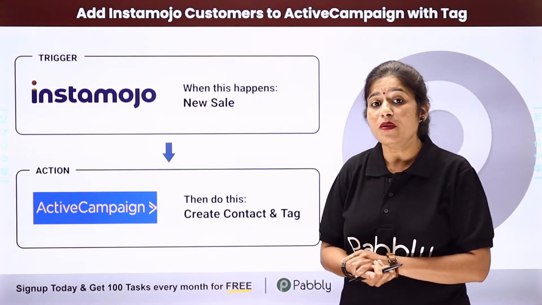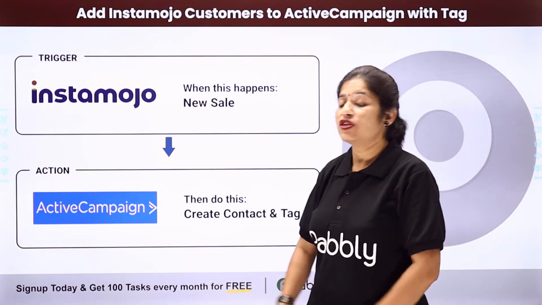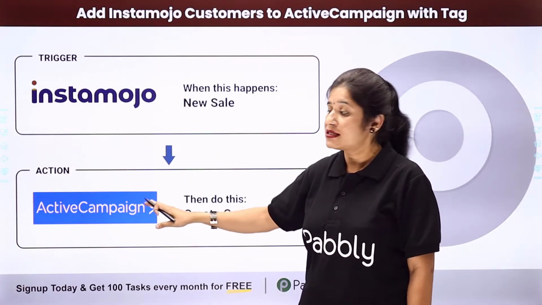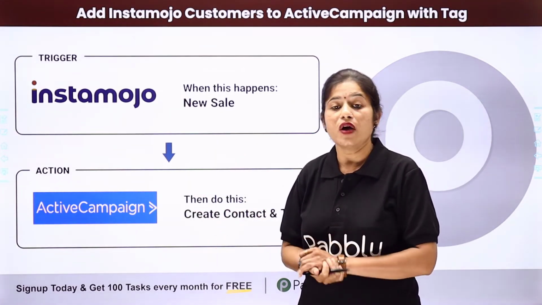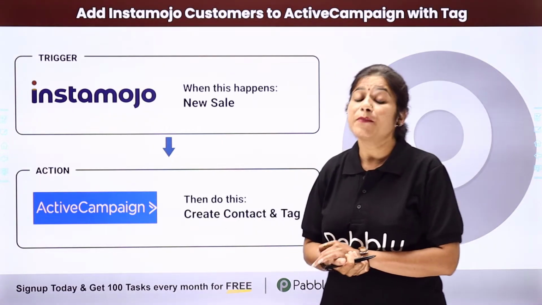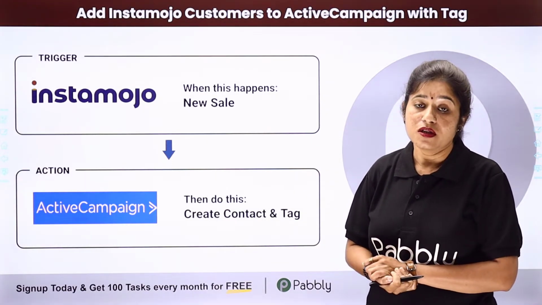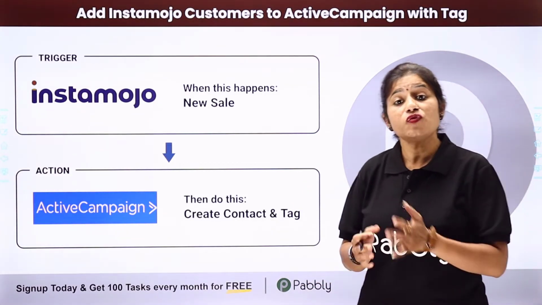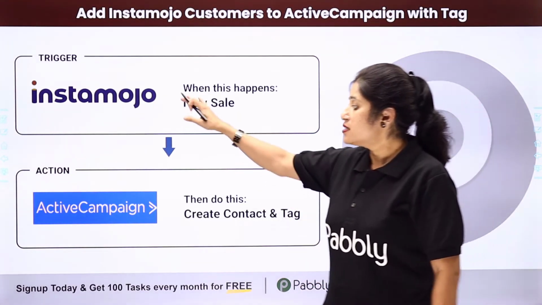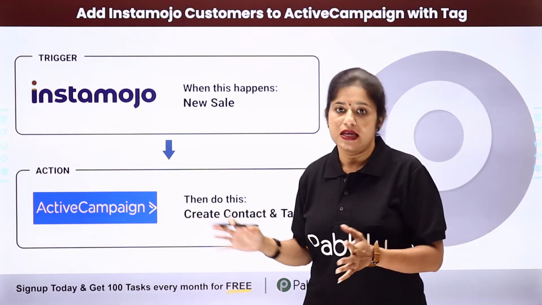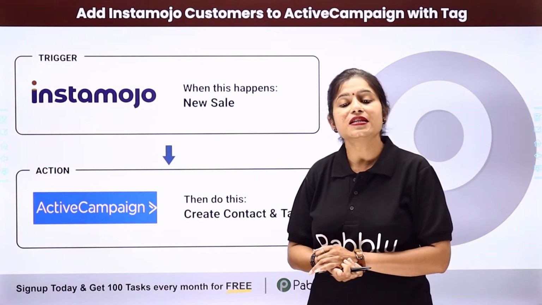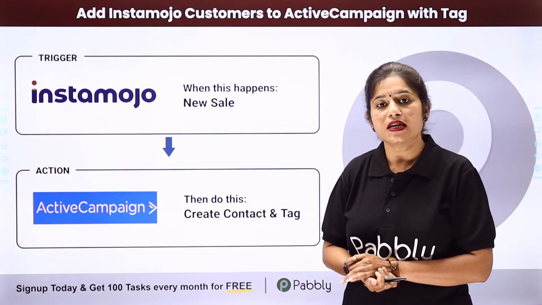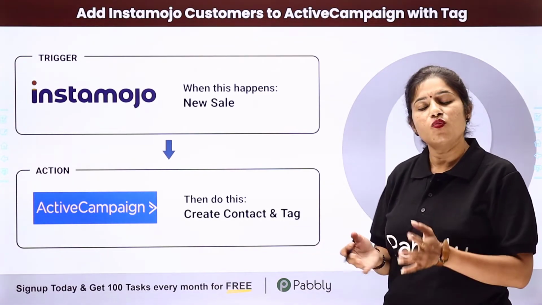But here the problem is that there is no direct connection between your payment gateway, that is Instamojo, and your email marketing software, that is ActiveCampaign. So how is it going to happen? Here we will be using Pabbly Connect to set up this automation. Pabbly Connect is an automation and integration software which will help us in integrating Instamojo with ActiveCampaign automatically. The best part is it doesn't require any coding skills or programming knowledge. Even a non-technical person can use this software application very easily.